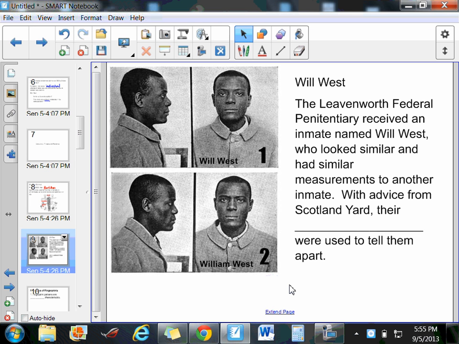So he called up Scotland Yard over in England. He had some connections. And Scotland Yard said that they were using this method of people's fingerprints to tell them apart. It's been successful for us. So this really was the first case that prompted the use of fingerprints in the United States.